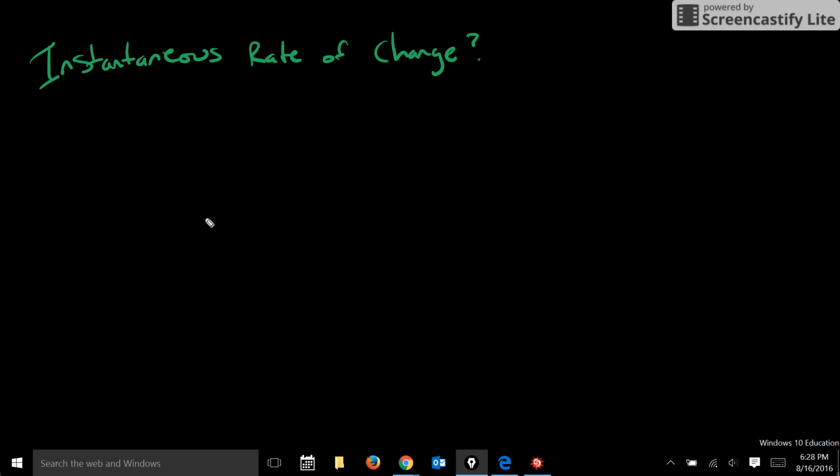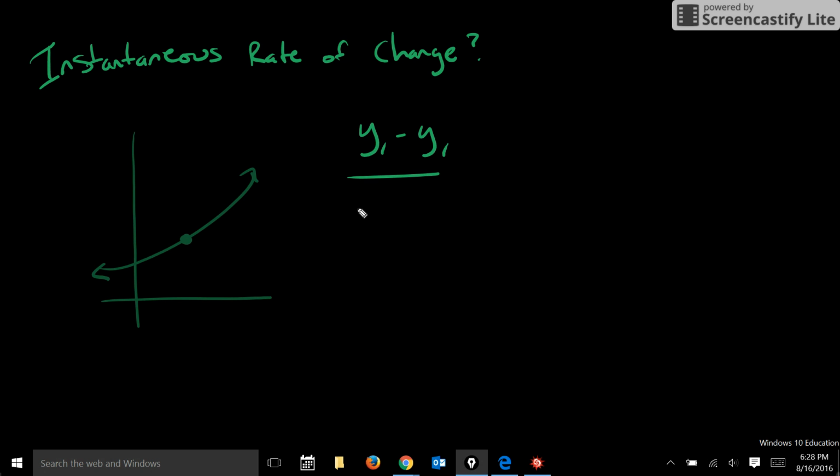Initially we run into some problems. Say I go to my graph again. If I pick a point, there's not much I can do with that in terms of a secant. If I pick a point here and I try to calculate the slope using only that point, I'm going to end up with the same thing on top and bottom. I'm going to end up subtracting similar quantities. I'm going to get 0 over 0. Nothing good's going to happen. We're sad.